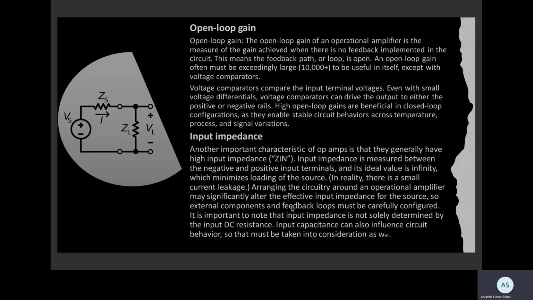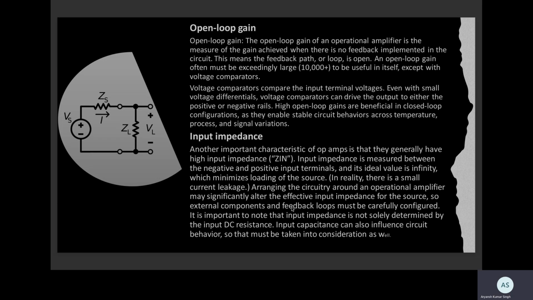Open loop gain. The open loop gain of an operational amplifier is the measure of the gain achieved when there is no feedback implemented in the circuit. This means the feedback path or loop is open. An open loop gain must be exceedingly large to be useful in itself, except with voltage comparators. Voltage comparators compare the input terminal voltages.